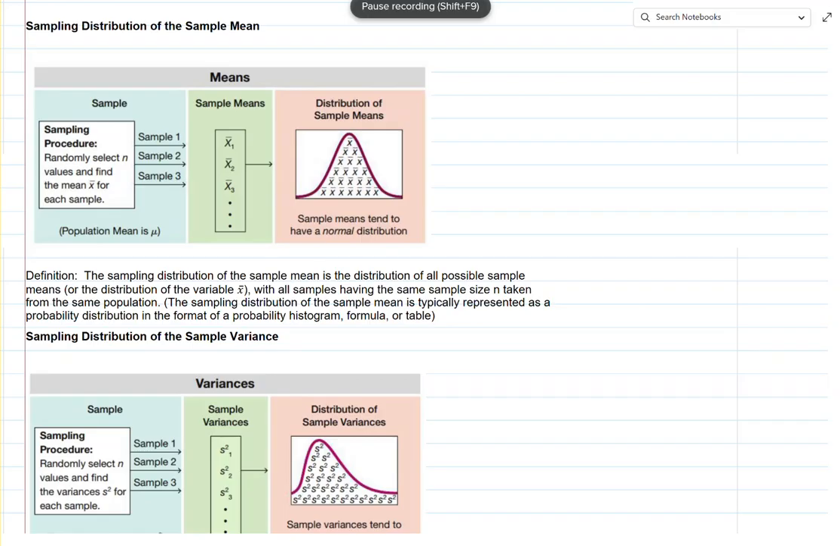The definition by the book says a sampling distribution of a sample mean is a distribution of all possible sample means, or distribution of the variation of X bar, meaning the mean for a sample, with all samples having the same sample size n taken from the same population. The sampling distribution of the sample mean is typically represented as a probability distribution in the format of a histogram, formula, and table.